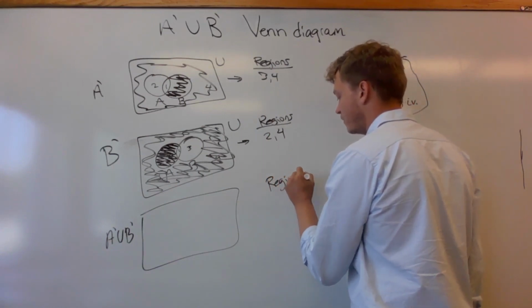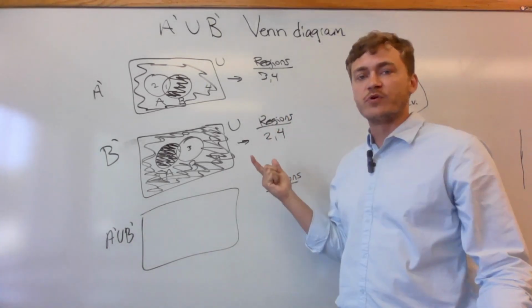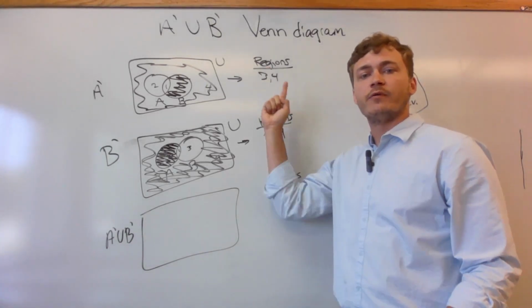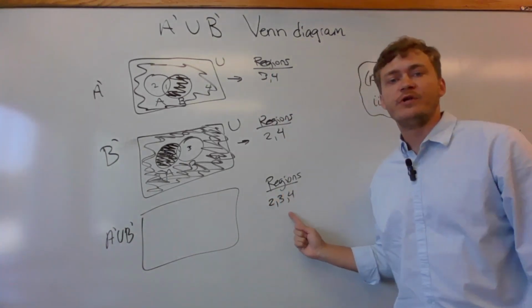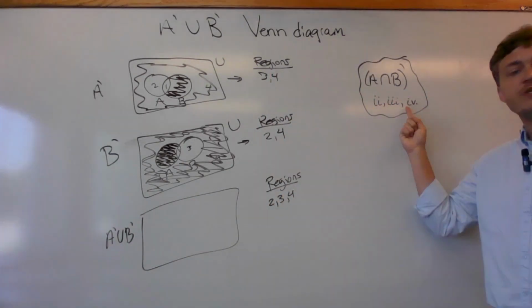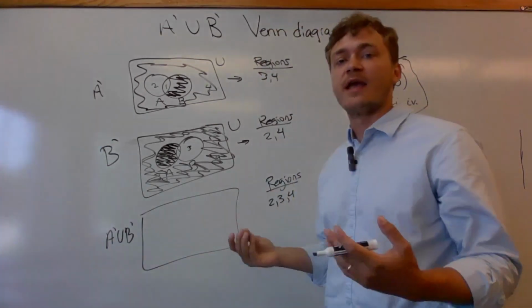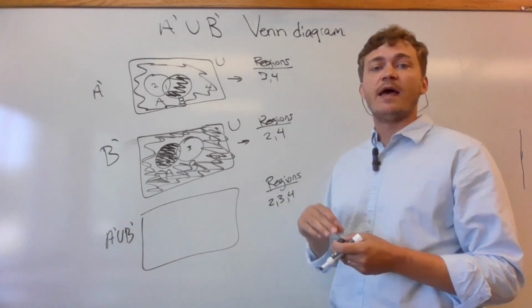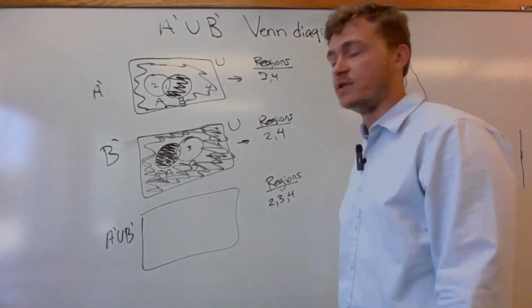In this case here, we have 3, 4, 2, 4. 4 is repeated. We're only going to write it once. 2, 3, 4. And when you know it, regions 2, 3, 4. So we'll see here that A complement union B complement share the same characteristics, same regions as A intersect B complement. So we're going to get the same depiction as well.